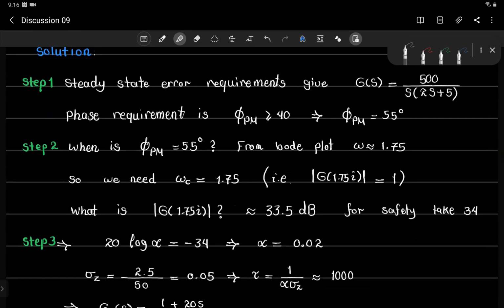So the first step is choosing the phase margin that we want to achieve. The second step is looking where the difference between the phase of the system and negative 180 degrees is equal to 55 degrees. So let me go back to the screen and look at the Bode plot.